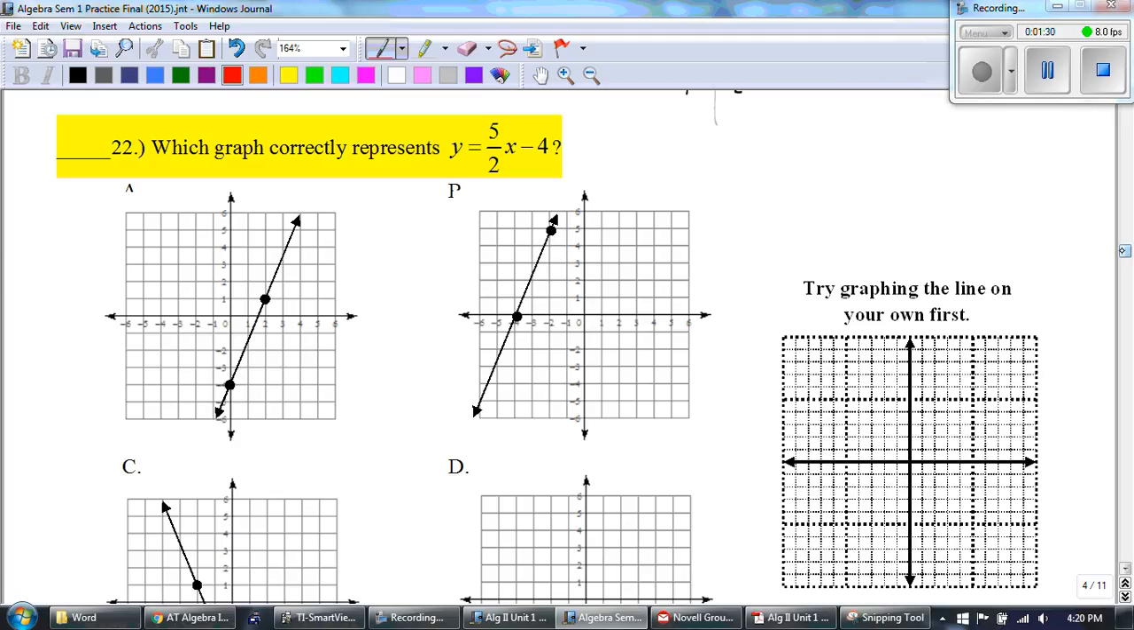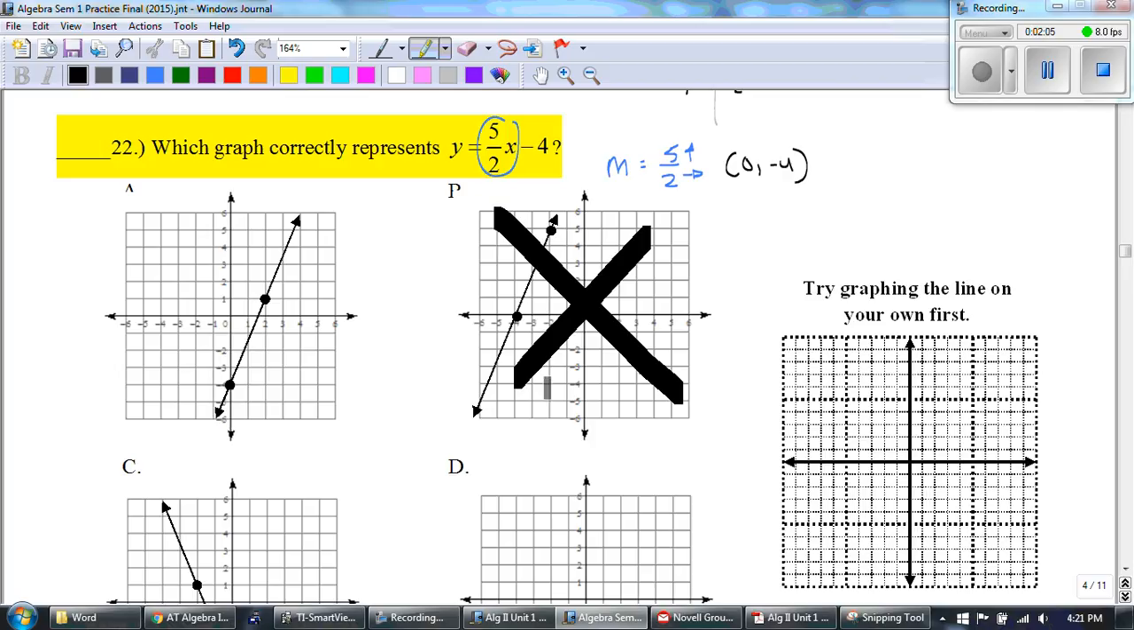Which graph correctly represents 5 over 2 x minus 4? When I'm looking at this, the first thing I notice is my slope is 5 over 2, which means I'm going up 5, to the right 2, and then my y-intercept is 0, negative 4. So just remember 0, negative 4, that's our y-intercept, not our x-intercept. So it can't be B because they're starting at x is negative 4.